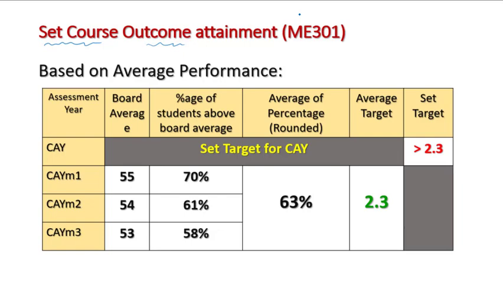We shall set the CO attainment target based on the average performance level in the board examination for the last 3 assessment years. We will consider a course, say the course code is ME301. Now based on average performance, we will calculate. Suppose the board average for last 3 academic years is this average percentages. This is the current academic year, and for this year we have to set the target.